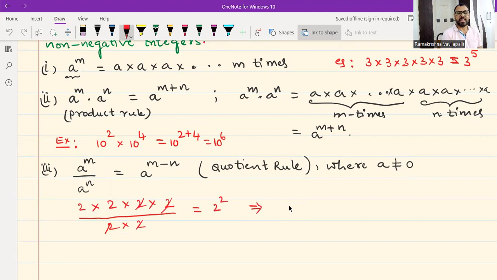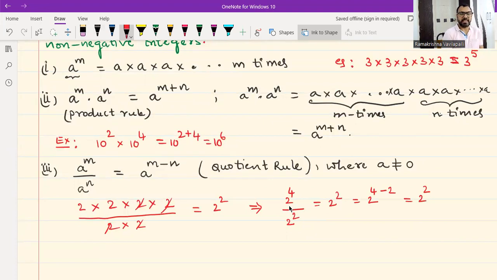So here the left side one is 2 to the power of 4 in numerator, denominator 2 square. So we got this is equal to 2 square. This is nothing but 2 to the power of upper exponent minus denominator exponent. This is equal to 2 to the power of.